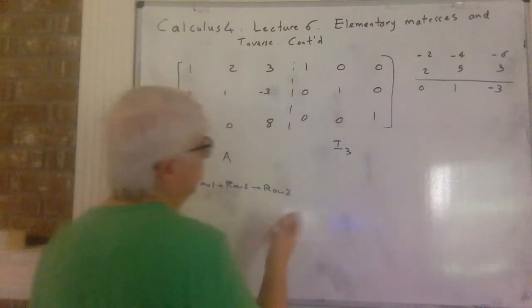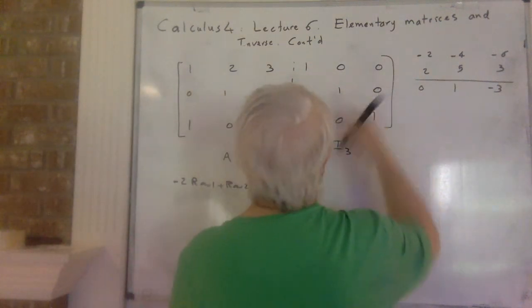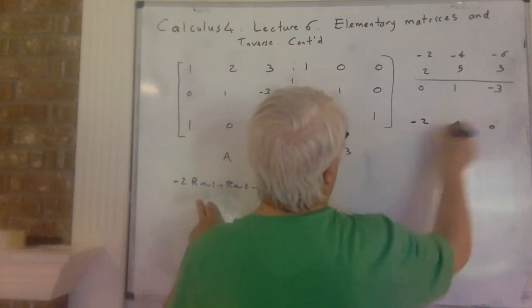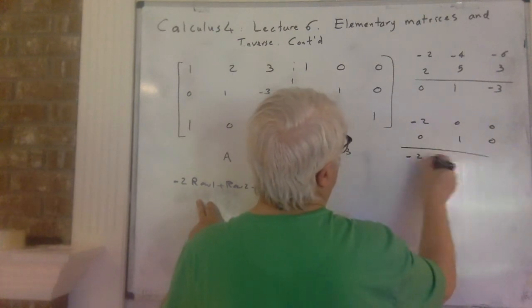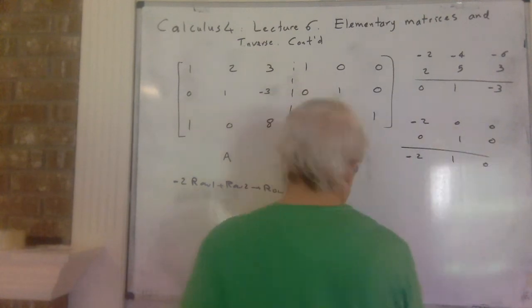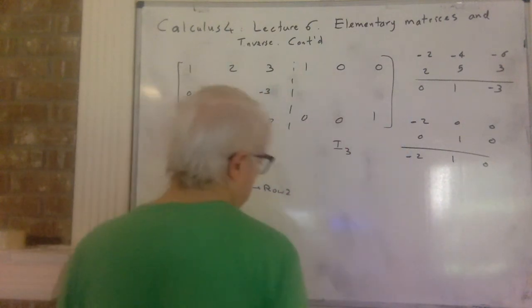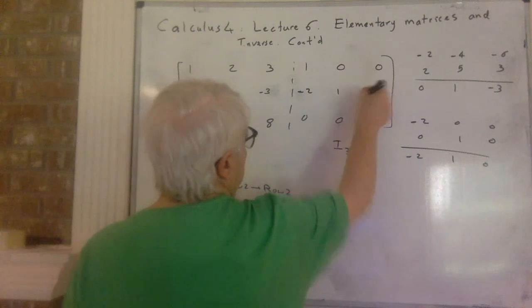What happens here? I said apply the same operation to this. So I have -2 row 1, I have -2, 0, 0, and 0, 1, 0. So when I apply, I will get -2 here, 1 here, 0 here. So the second row will be this: -2, 1, 0.